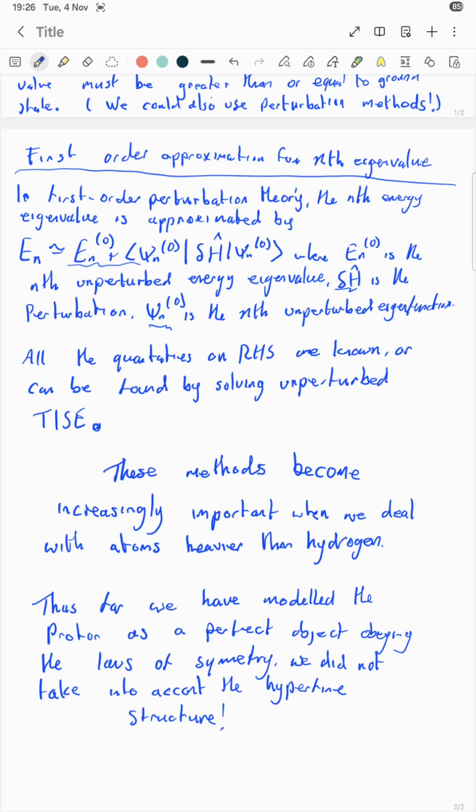Thus we have modeled the proton as a perfect object, obeying the laws of symmetry, where we did not take into account the hyperfine structure, or go into any more detail than that. And that's that for this video.